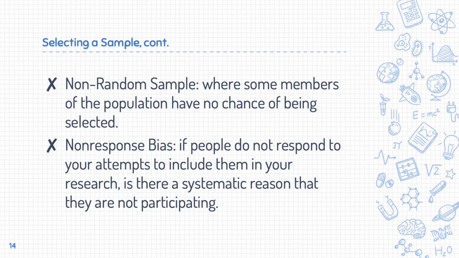While most researchers will use random sampling to decide who they're going to include in their research, some researchers also use non-random sampling. This is where members of a population have no chance of being selected for the research. This could be used when you need to exclude a group of people from the selection, such as excluding by race, age, or sex. Now, once you have your sample, not everyone's going to respond to your research. This could result in non-response bias. This is where you need to make sure there's not a systematic reason that people are not participating.